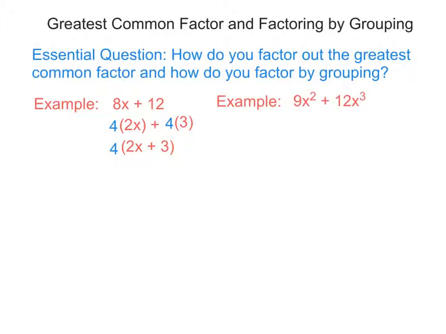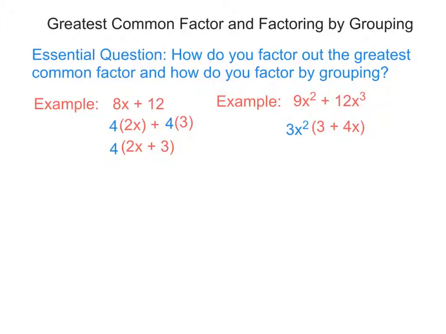So now let's look at another example. Let's say we've got 9x squared plus 12x to the third. What is the greatest common factor that I can take out that's common to both 9x squared and 12x to the third? Well, the 9 and the 12, obviously the greatest common factor there is 3. But I've got x squared and x to the third. Well, the greatest common factor there is x squared. So our result would look something like this: 3x squared (3 + 4x).